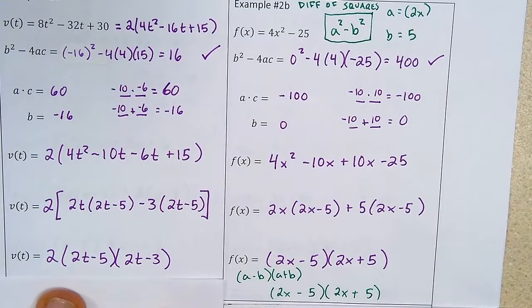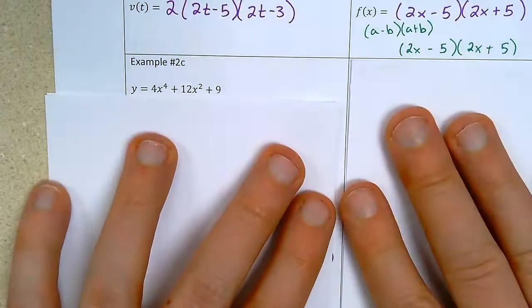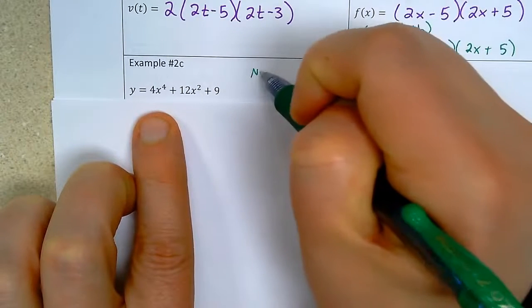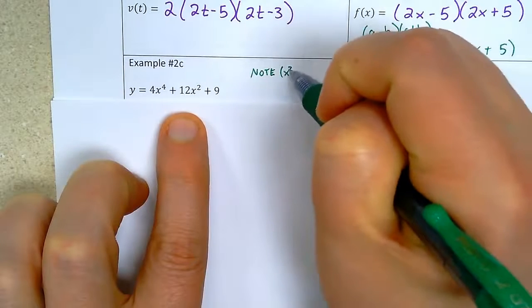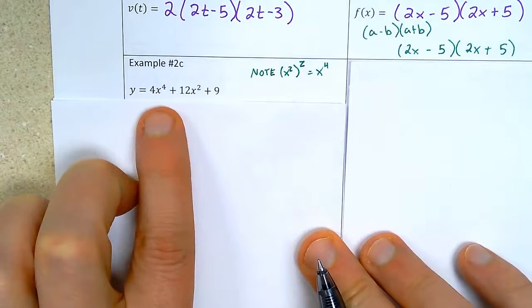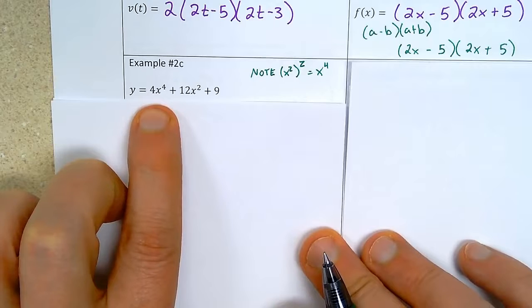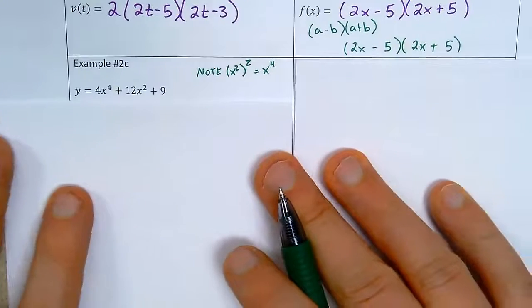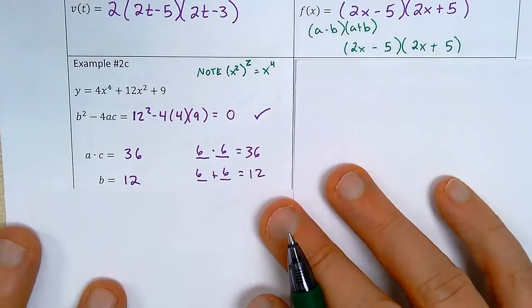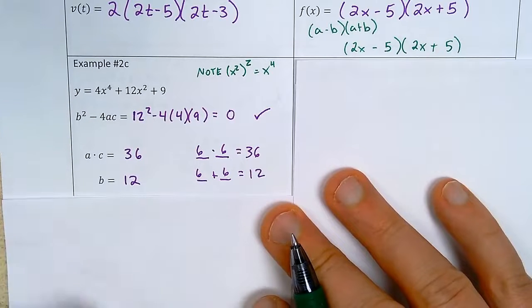Okay, let's move on to example 2c. We have another quadratic here. Note that the middle term, x squared, if we square that, we get x to the fourth. So we do have a quadratic. Your middle variable squared should be your first term. Check the discriminant. It equals 0, which is a perfect square. We're going to look for numbers that multiply to 36 and add to 12. You can split that up.